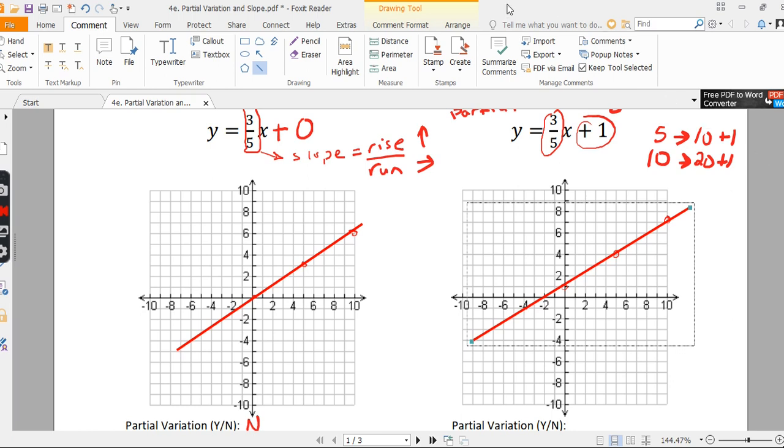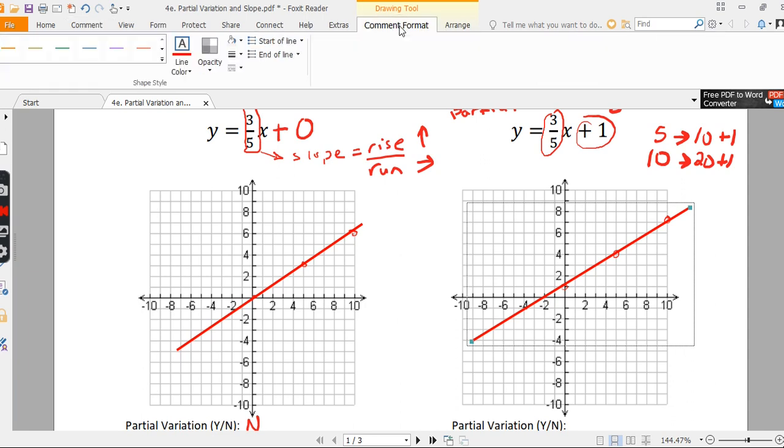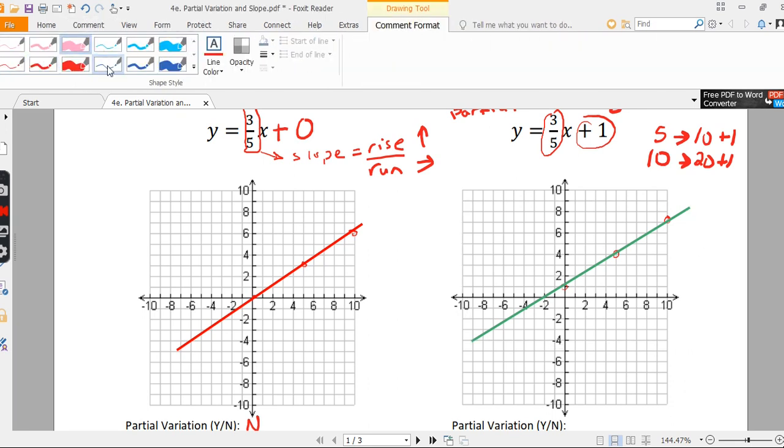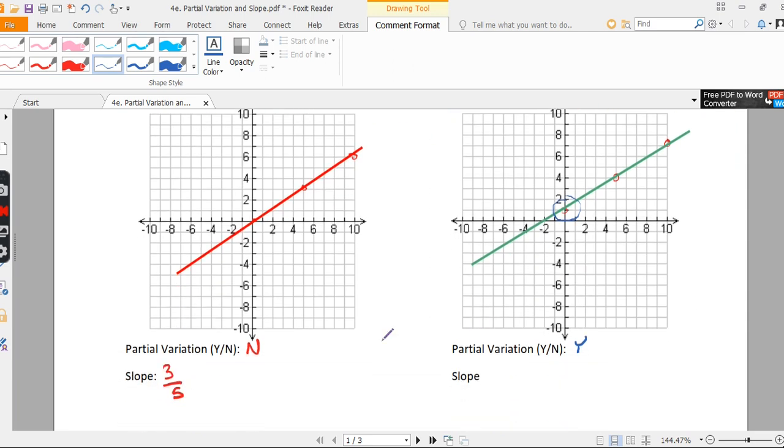So, once again, is it partial? Yes, it is, because it does not start at 0. So, yes. And what is the slope? Well, the slope is still the same, 3 over 5. Okay. Now, let's scroll down.